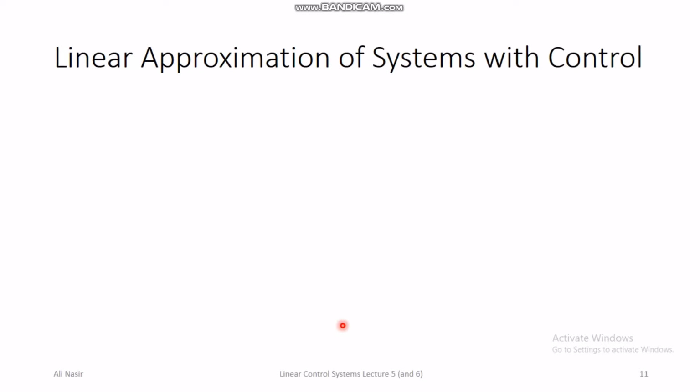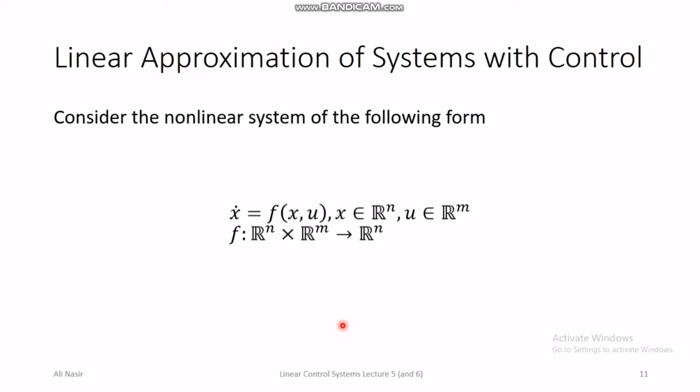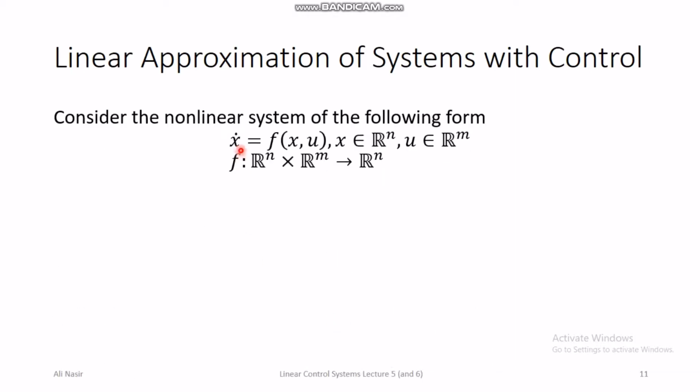So now we go into linear approximation of systems with control. Consider a nonlinear system of the following form: x dot equal f of x comma u. Now this nonlinear function is not just a function of state, it's also a function of the control input u, where x is the n-dimensional state vector, u is the m-dimensional input vector, and f is a function on Rn cross Rm.